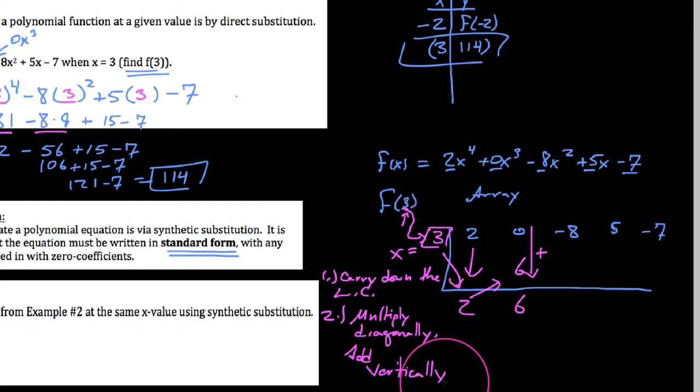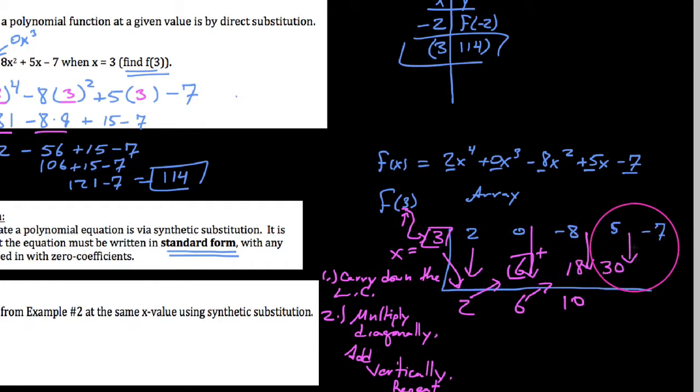So once we multiply diagonally and add vertically, we're going to repeat this until we can no longer do this. So now instead of 3 times 2 and then putting that number here, we're going to take 3 times this 6, and we're going to put that number up here. We say 3 times 6 is 18. So now we're going to add vertically. Negative 8 plus a positive 18 is a positive 10. Multiply diagonally, so 3 times 10 is 30. 30 plus 5 is 35.